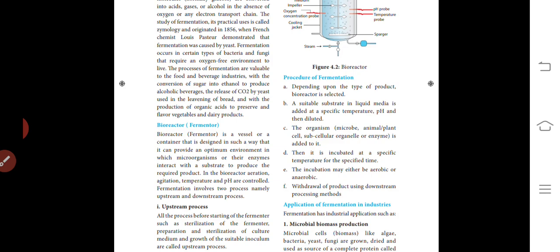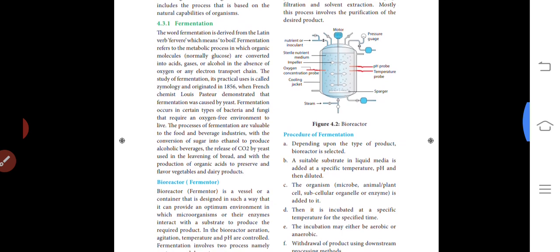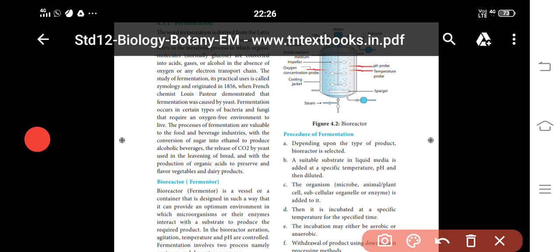So this is the procedure followed in fermentation. The bioreactor is also called a biofermenter. First you select the product. Depending on the selected product, you choose which bioreactor to use. For large scale production, you have to use an industrial bioreactor.